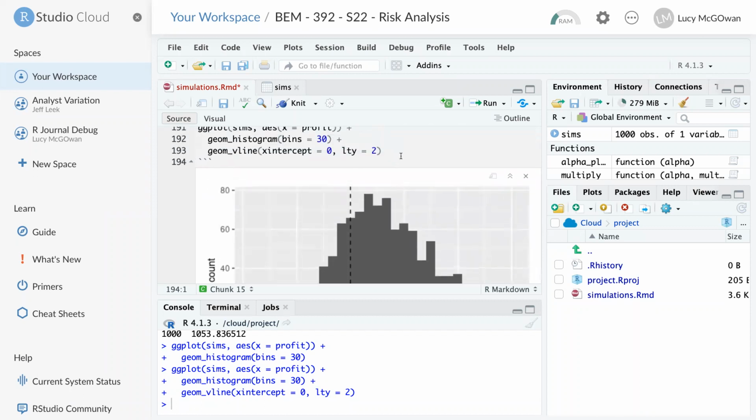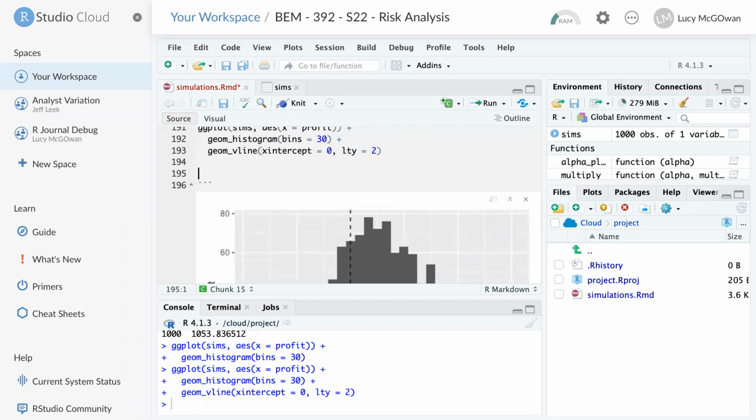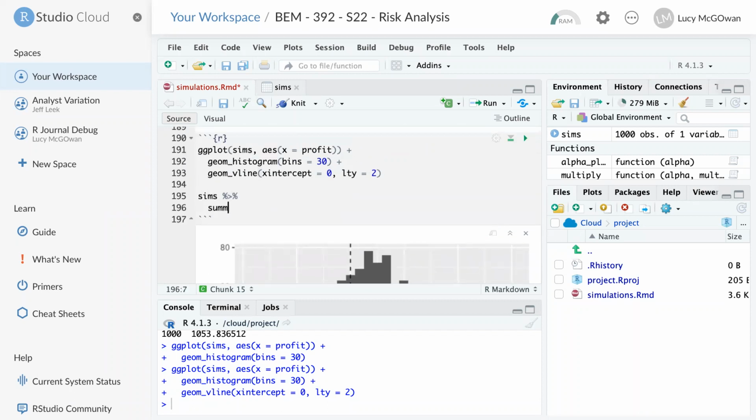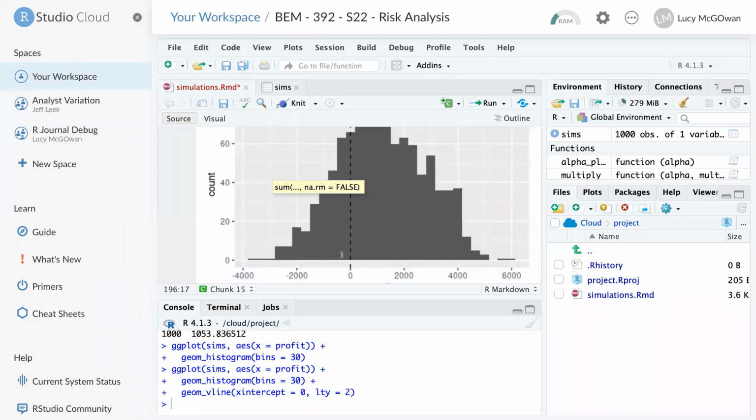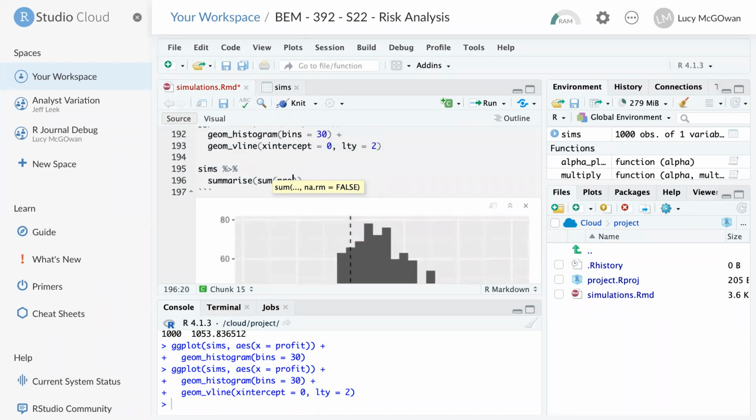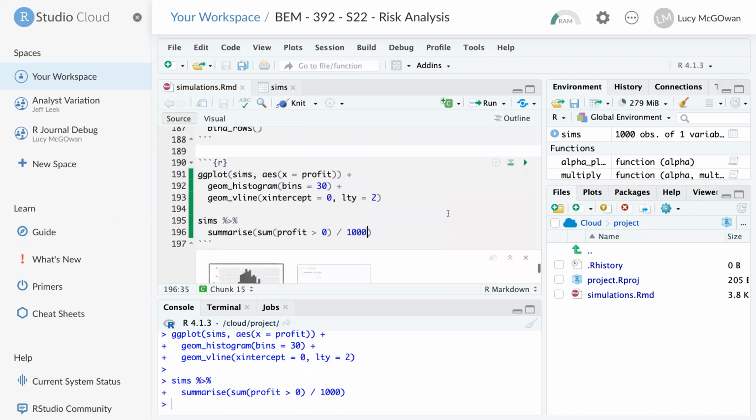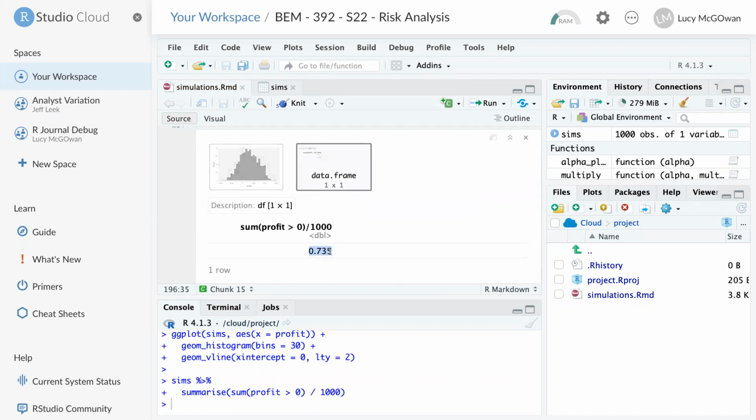And then I also can calculate the probability of having a profit. And so for that, I can take my Sims data and I'm going to summarize it. And I'm going to sum up the indicator that the profit is greater than 0. So profit greater than 0. And then I'm going to divide that by the total number of simulations, which in this case was 1,000. And so that tells me that 73% of the time I'm expected to be profitable, because 73% of the data falls to the right-hand side of this distribution.